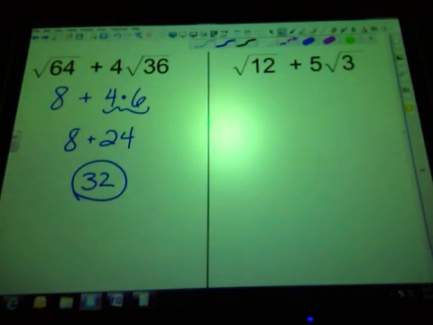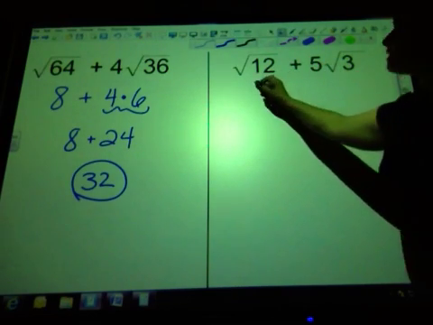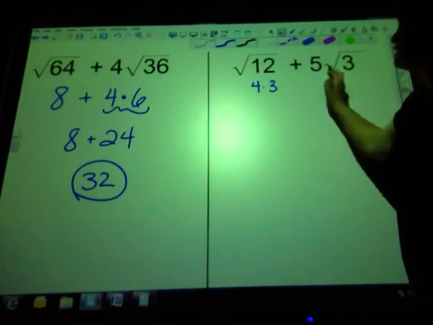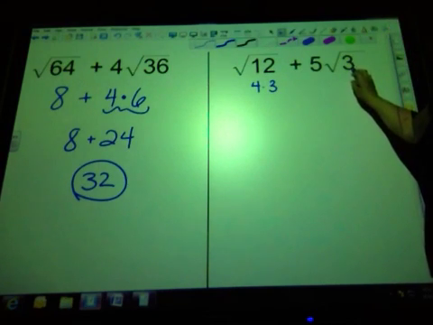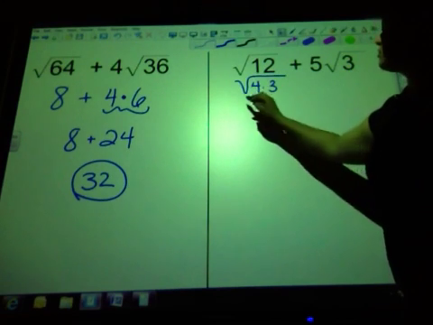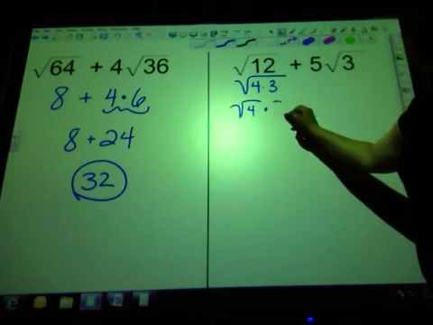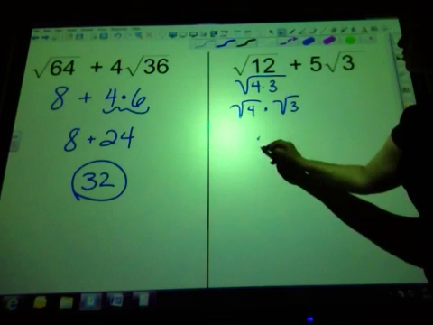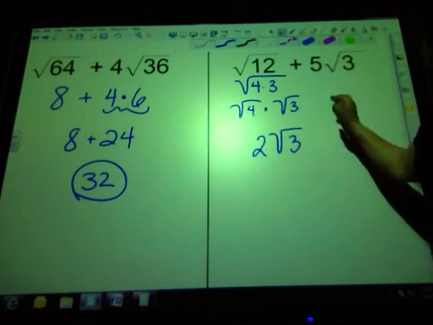On the right-hand side, we aren't going to get that lucky and have perfect squares underneath our square roots. So we have to break down our 12. 12 breaks down into 4 times 3. I knew to go with the one that had the 3 with it because of my 3 that's over here. So this breaks apart into square root of 4 times square root of 3. Square root of 4 is 2. So now I have 2 times the square root of 3.